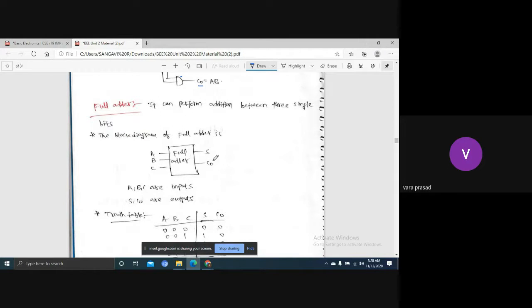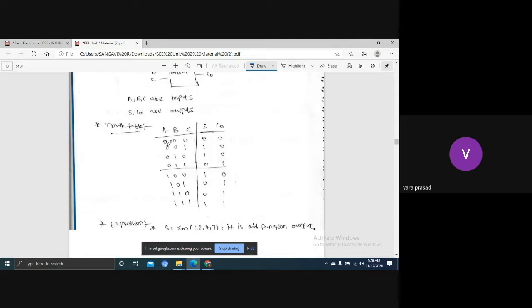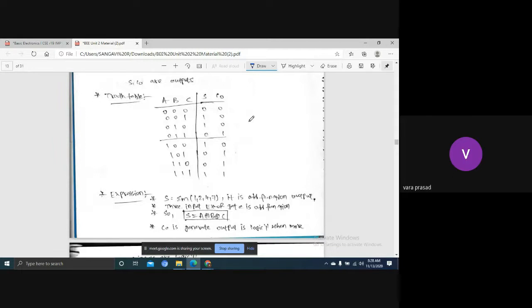Sum and carry out. Here A, B, C are the inputs, and sum and carry out are the outputs. Now 8 combinations we can get. For 0, 0, 0, sum is 0, carry is 0. For 0, 0, 1, a single 1 is there, so sum is 1, carry is 0. A single one is there, sum is 1, carry is 0. Two ones are there in 0, 1, 1: sum is 0, carry is 1. Again two ones: sum is 0, carry is 1. Then you know, three ones are there.